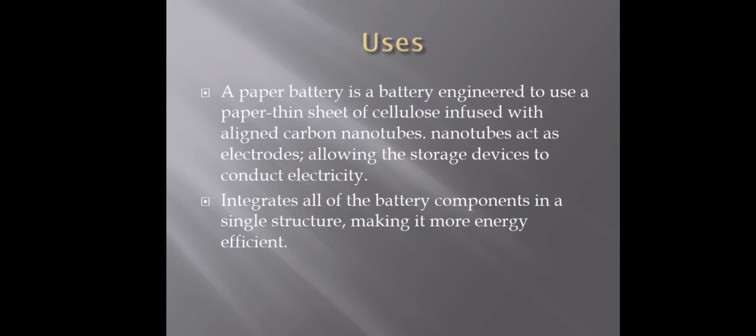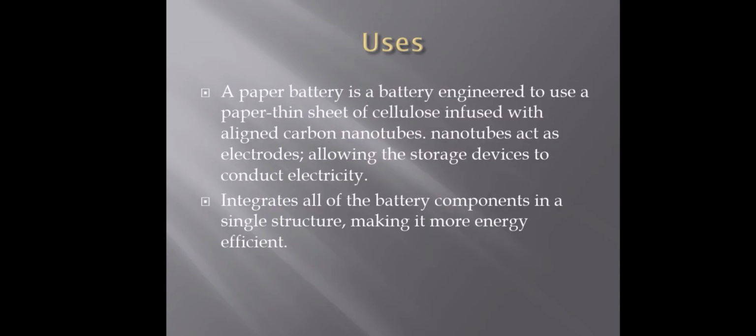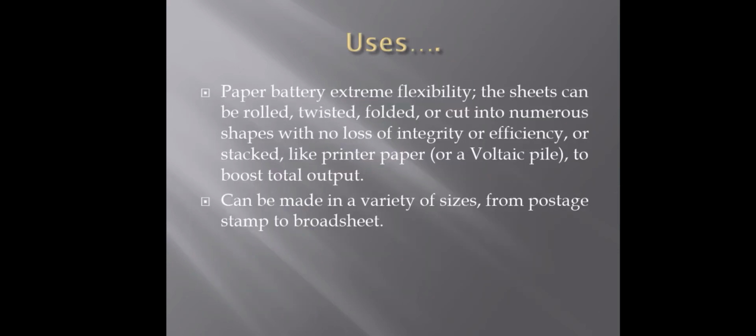Uses: A paper battery is a battery engineered to use a paper-thin sheet of cellulose infused with aligned carbon nanotubes. Nanotubes act as electrodes, allowing the storage devices to conduct electricity. It integrates all of the battery components in a single structure, making it more energy efficient. Paper battery has extreme flexibility.